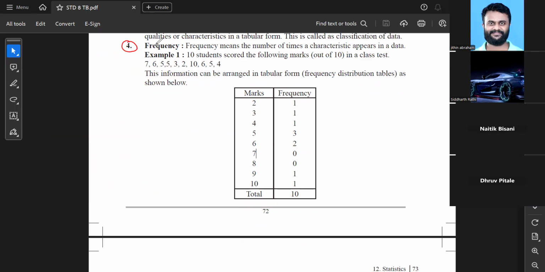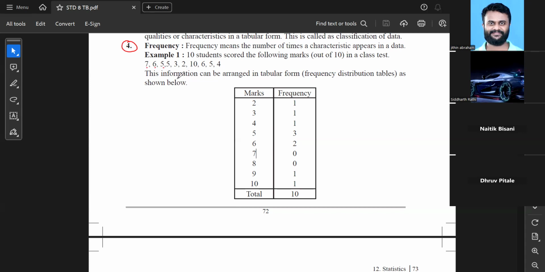So next topic is frequency. Frequency means the number of times a characteristic appears in a data. I'll give you an example. 10 students scored the following marks out of 10 in a class test. So these are the marks. This is student number one ka marks. This is student number two, student number three, four, five, six, and so on.